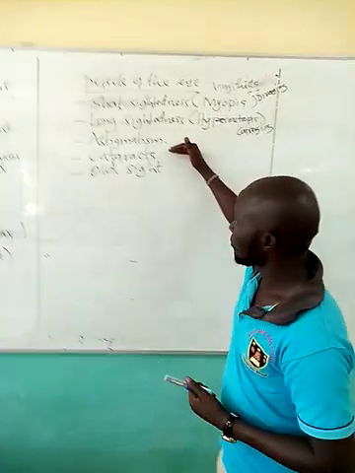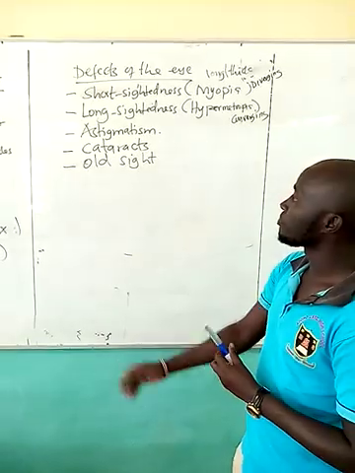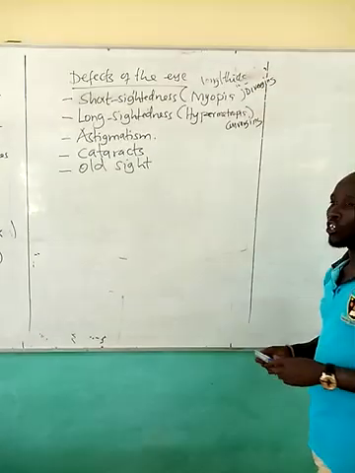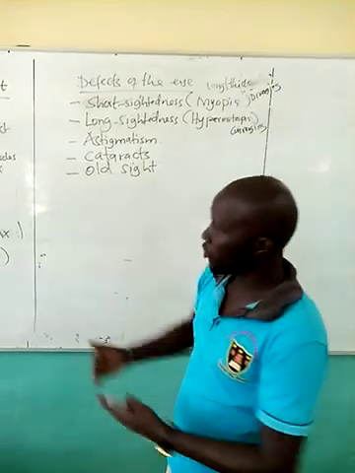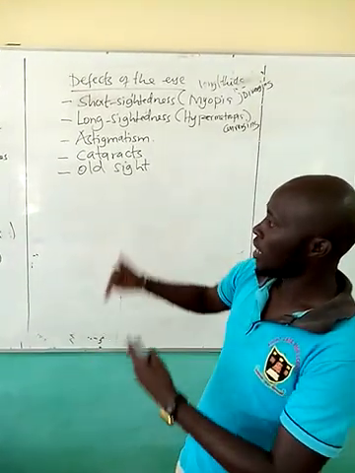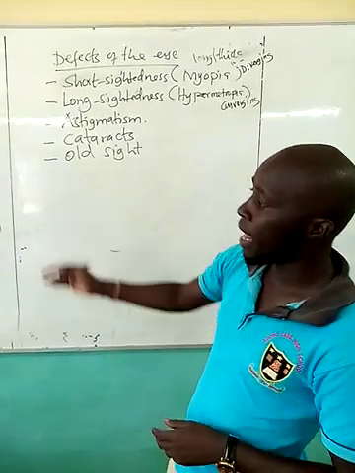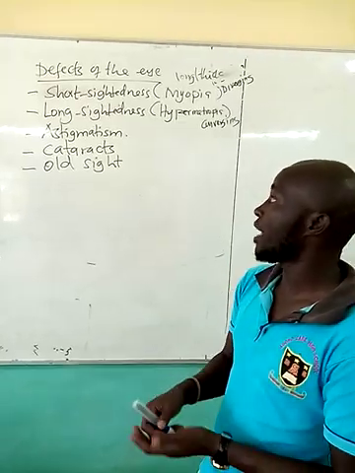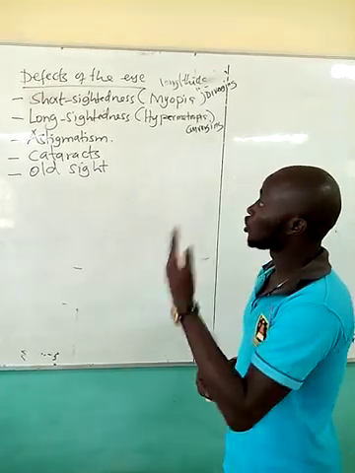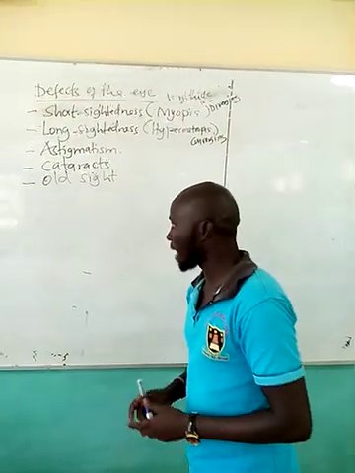Other defects of the eye are what we are calling astigmatism, cataracts and old sight. So if you look at what we have discussed, the accommodation and how the images are accommodated in dim light and bright light, and at the same time we have now seen the defects of the eye: short-sightedness, long-sightedness, astigmatism, cataracts, and old sight.